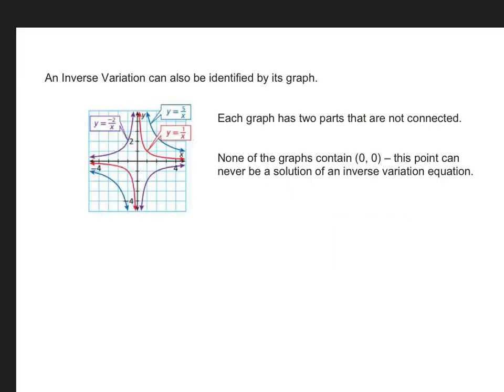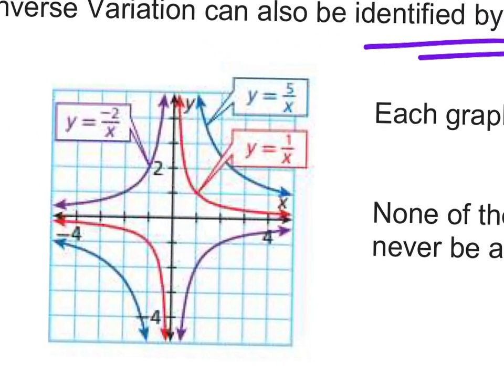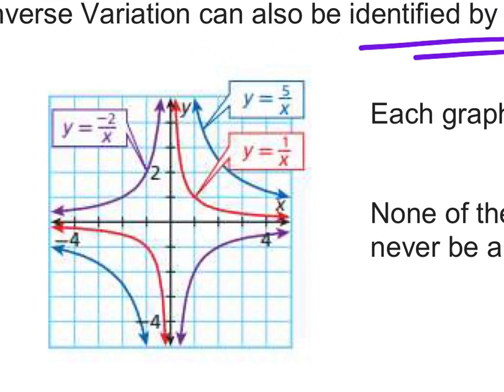So in the last slide, we showed how you can identify inverse variation if you have the table of values: does x times y equal the same constant of variation? You also can identify inverse variation by its graph. So let's just take a look at this graph. There's some things I want to point out, so I'm just going to make it bigger. Okay, it's a little blurry, but hopefully you guys can still follow this.